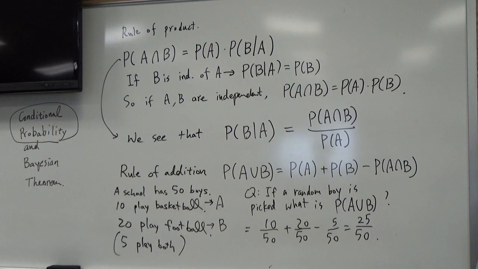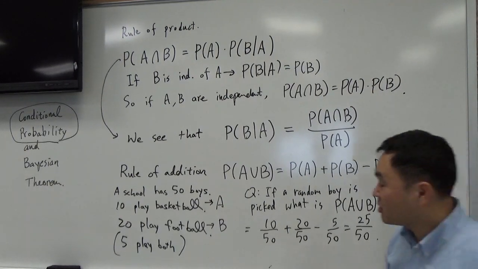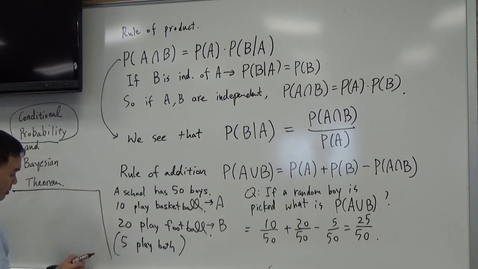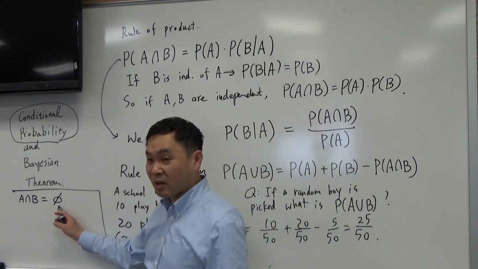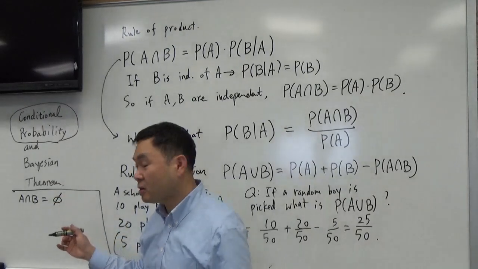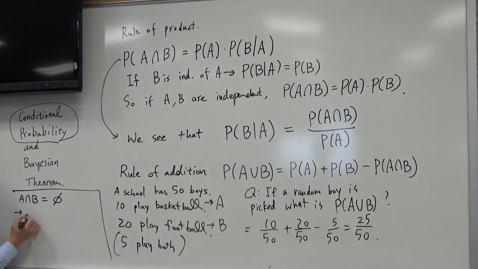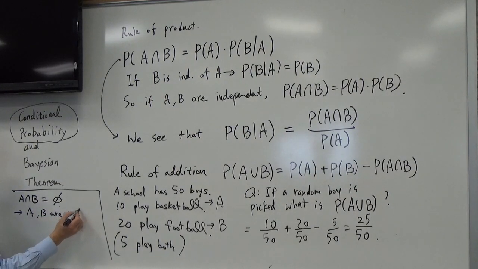Now, what confuses a lot of people is that if A and B has no overlaps, so this zero with the bar striking it, this one is called a null set. Okay, so if A and B doesn't share anything, we say that A, B are mutually exclusive.